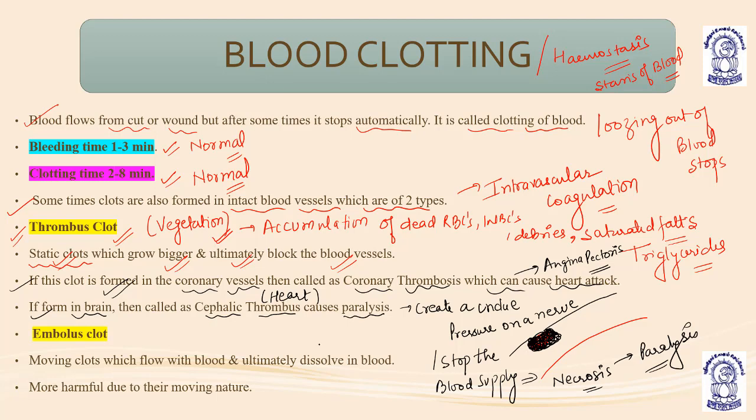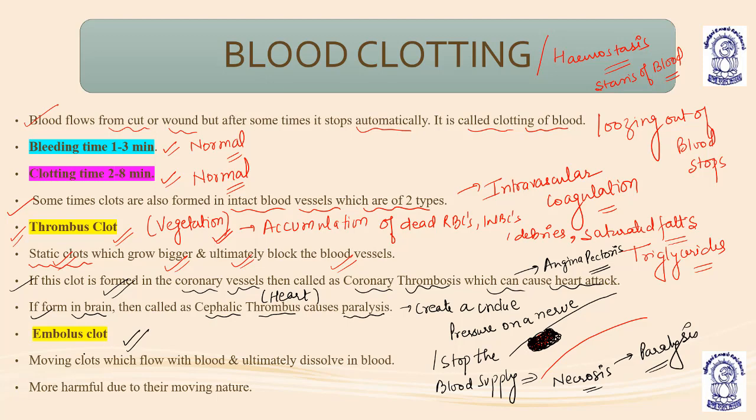So the thrombus clot is a static clot which grows bigger and ultimately blocks the blood vessels. If this clot is formed in the coronary vessels, it is called coronary thrombosis, which can cause heart attack. If it is formed in the brain, it is called cephalic thrombosis, which causes paralysis. Understood? Now, the second type of clot is the embolus clot.